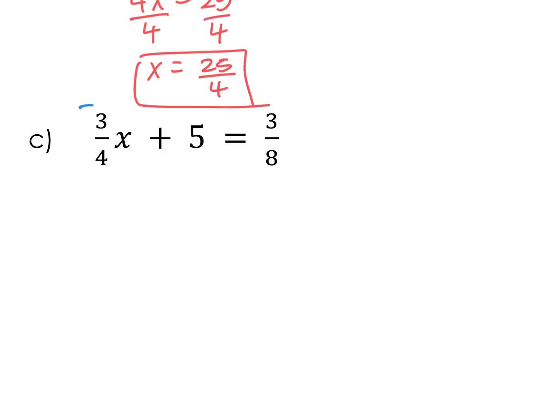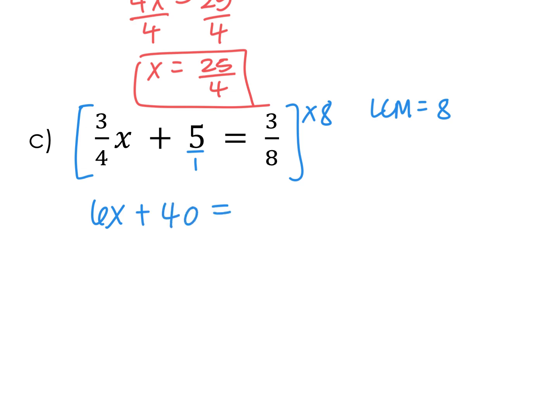For C, I've got 3/4, 5 over 1, and 3/8. So what is my LCM? 8. So I'm going to multiply everything by 8. Let's talk through this. I have 3/4 times 8. 3 times 8 is 24, and 24 divided by 4 is 6. So we've got 6x. 5 times 8 divided by 1 is 40. And 3 times 8 divided by 8 is 3.